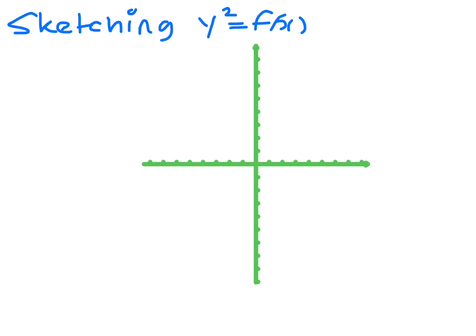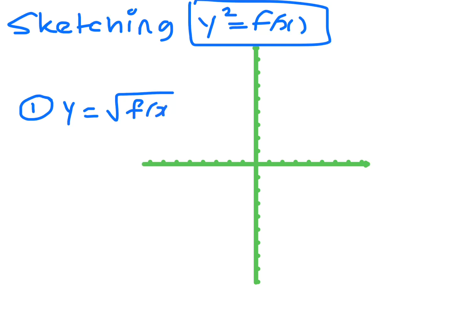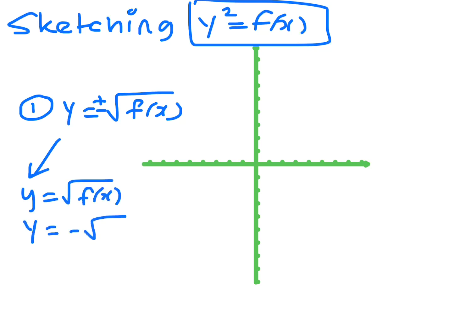Just going to run through y squared equals f of x. Okay, so your first step in sketching y squared equals f of x and performing that operation is first of all to square root the other side and just put plus or minus. And then what you do is you sketch y equals root f of x and y equals minus root f of x.